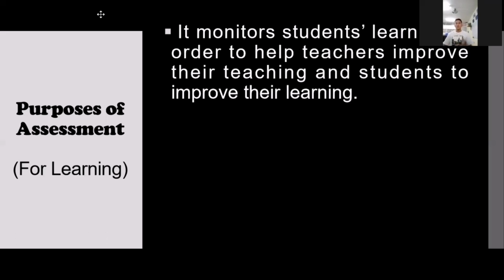One major purpose of assessment for learning is that it helps teachers to improve their teaching, because they can adjust to the given situation or circumstances, depending on whether their teaching strategies are suitable for the students' learning and needs. Then the second is to improve students' learning, because along the lesson you can ask, assess, and monitor the students' progress. So it improves students' learning.